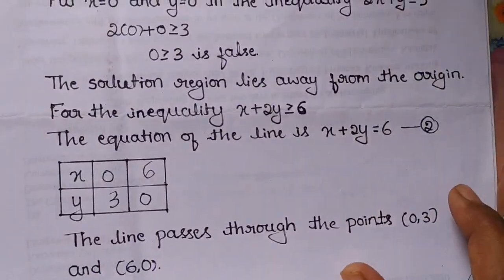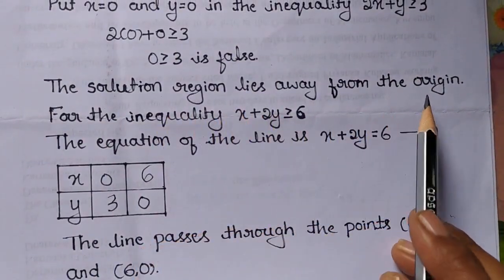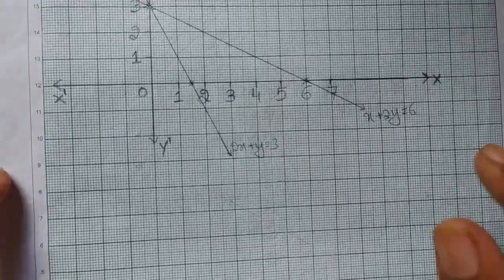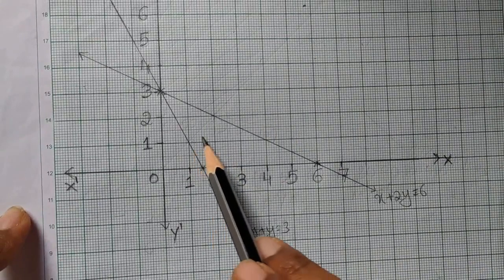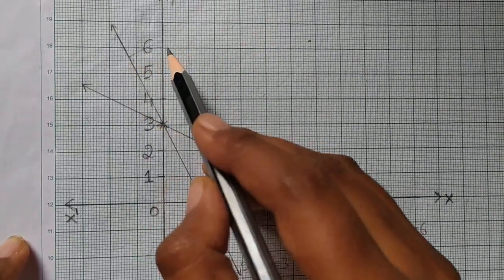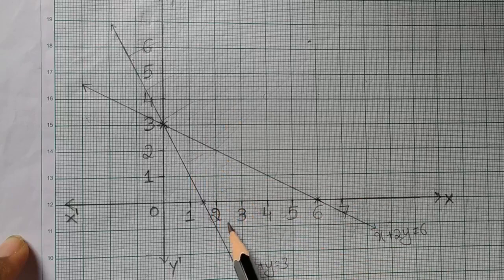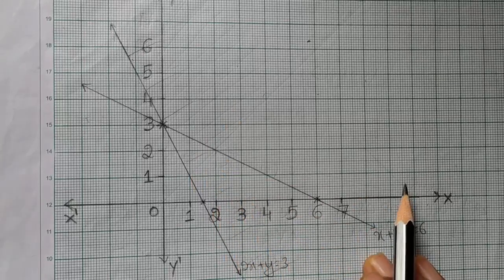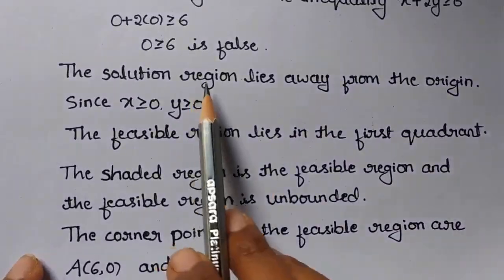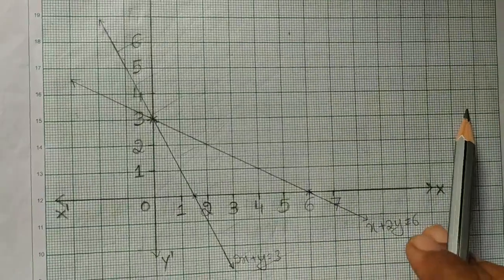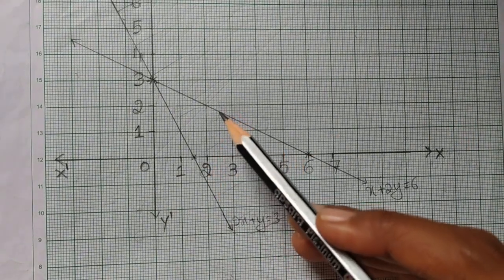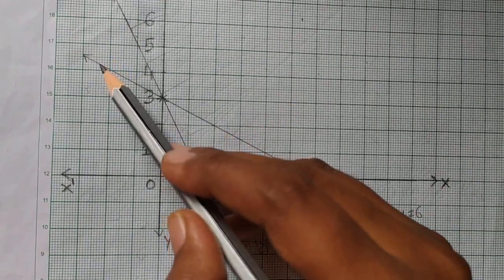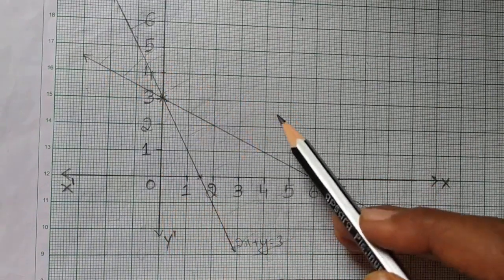Now the solution region of the first inequality lies away from the origin. This is the line of the first inequality. The region lying away from the origin is here. Then this will be the solution region for this inequality. Similarly, for the second inequality, the solution region lies away from the origin. This is the line for the second inequality. The region lying away from the origin is above the line. So the solution region lies above this line.